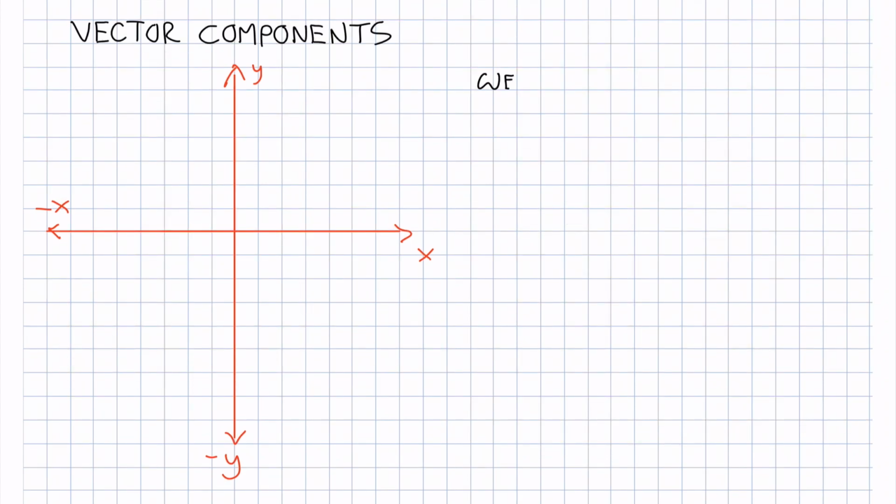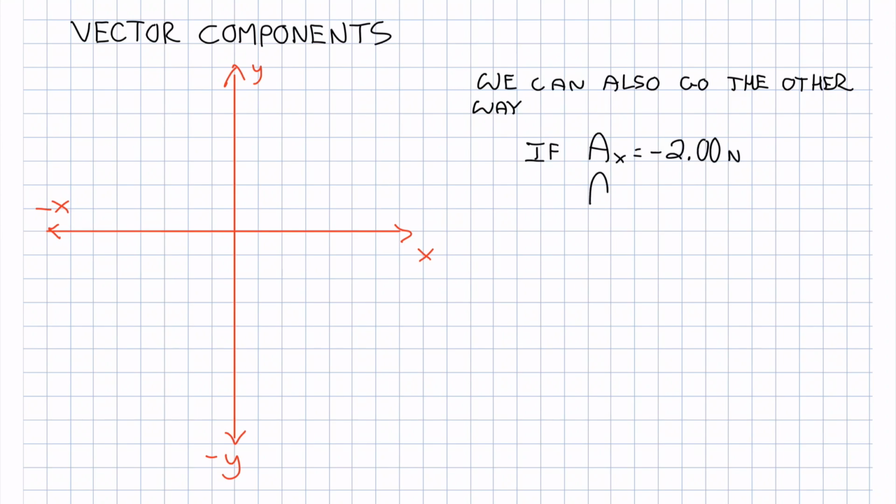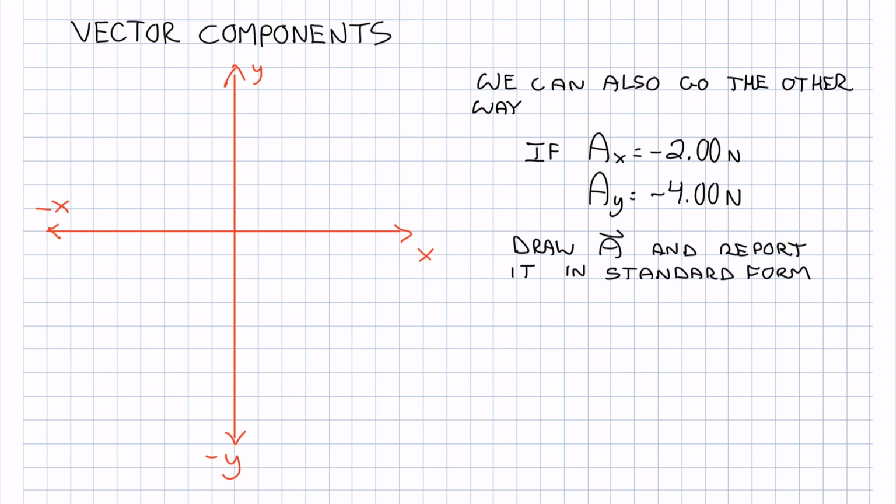Also, we can go the other way. If we are given the components of a vector, say we get ax and ay, and we wish to find its overall magnitude and an angle that describes its direction, we can go about doing that by just doing some of the reverse of the procedures we just did. So if we are given that AX is negative 2.00 newtons and AY is negative 4.00 newtons, now we can figure out how to draw A and report it in its standard form with a magnitude and an angle measured from an axis. So I'm going to start by sketching AX out, and that'll go over negative 2 newtons, so 2 newtons in the negative x direction.